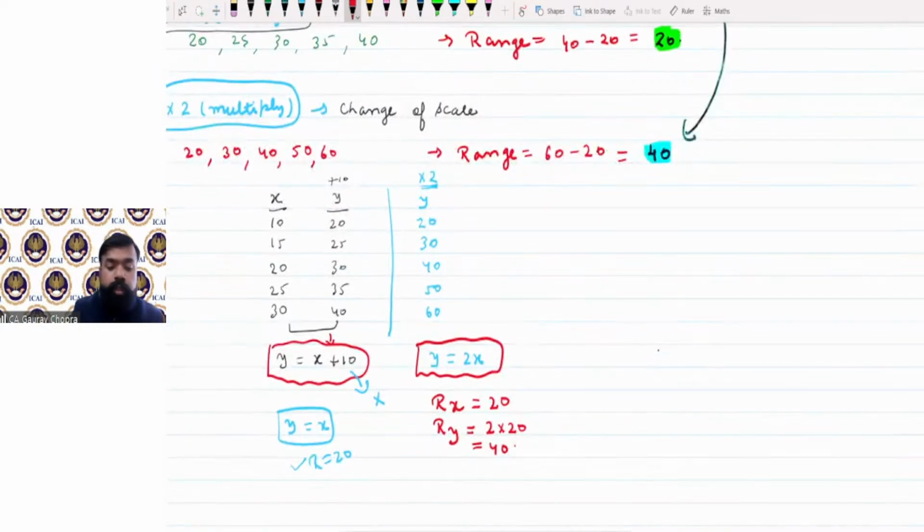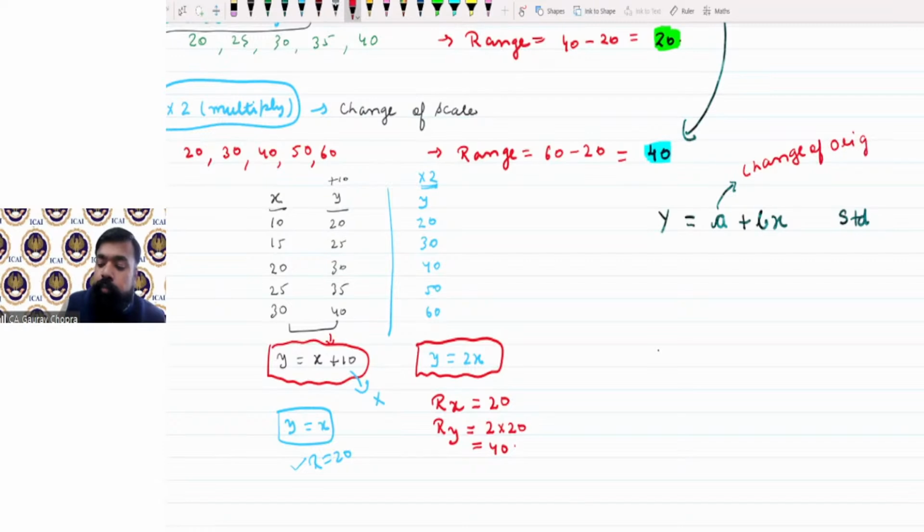So from here, we can make a general solution that y is equal to a plus bx. This is a standard form of equation. Here a denotes change of origin, and b denotes change of scale.